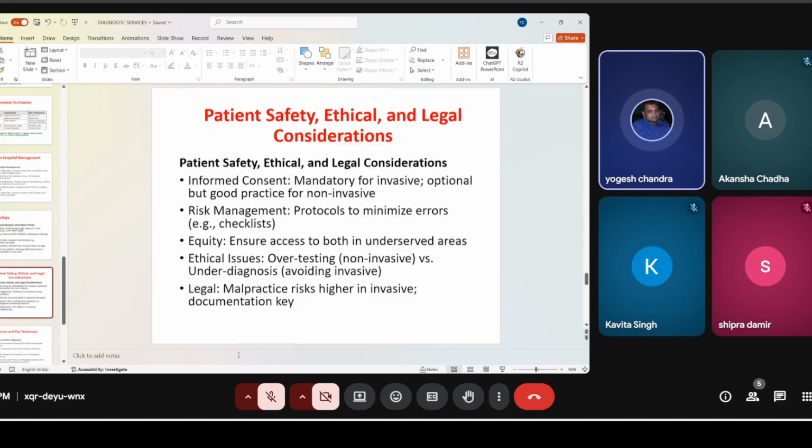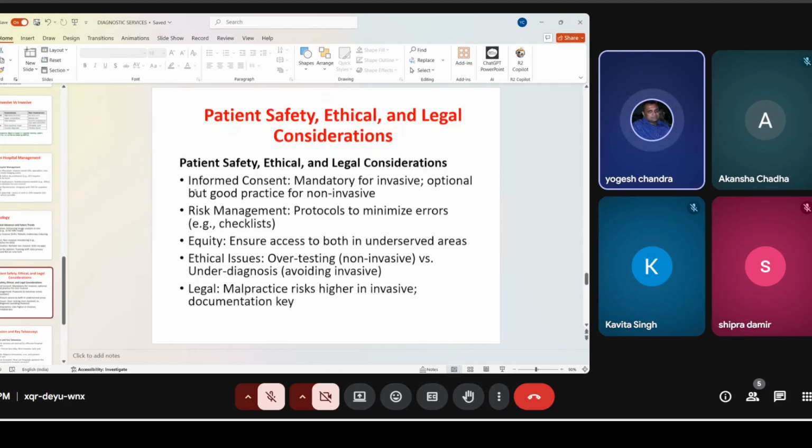Then we talk about patient safety, ethical and legal considerations. As I told, informed consent is required. Risk management techniques: you must know what the chances of any kind of risk are, and your facility should have all kinds of arrangements in case any complications happen. At the same time, ensure access in underserved areas also. As a hospital administrator, you should try to make your diagnostic services available if you are serving in a community which is not so developed.